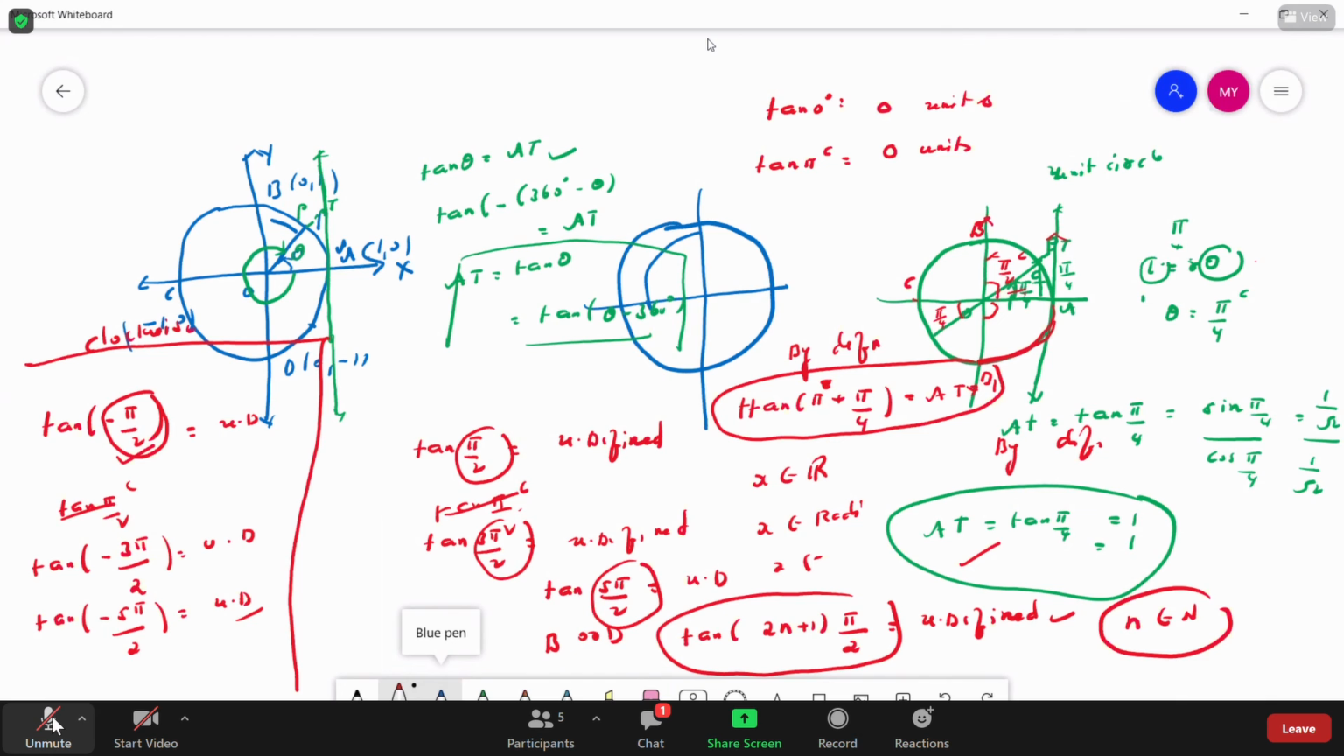Then what is tan minus pi? Minus pi radians. It is 0. Imagine minus pi means going from A to C in the clockwise direction. That is 0 units. Please note down that.